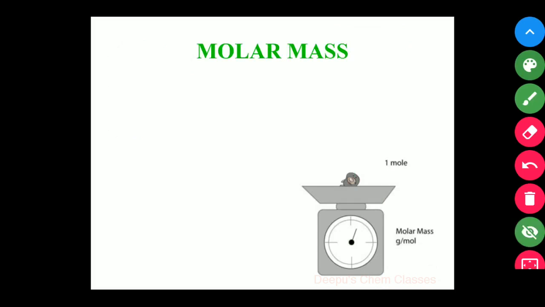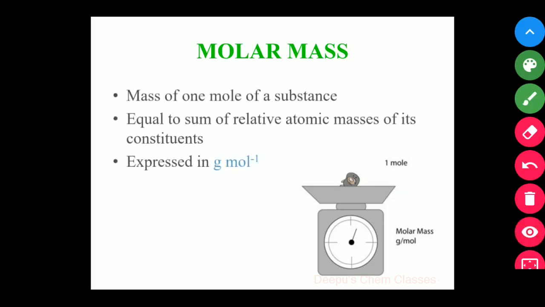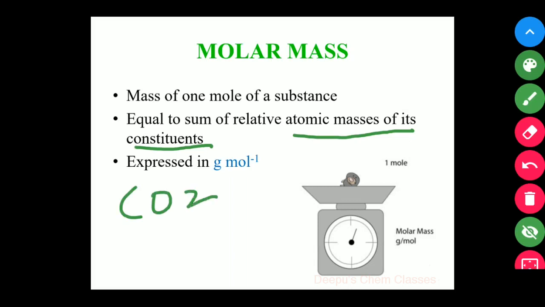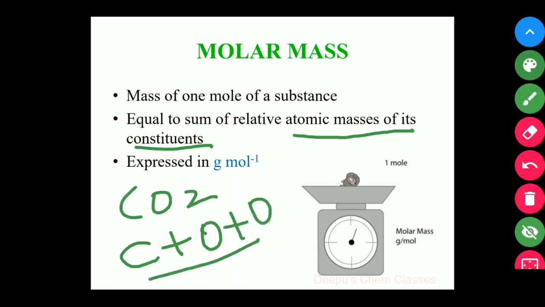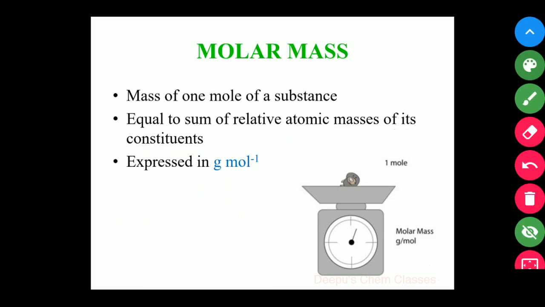The first concept we are going to see is molar mass. Molar mass is nothing but the mass of 1 mole of any substance. Molar mass can be calculated by summing up the atomic masses of its constituent elements. For example, if carbon dioxide is given, you have to add up the atomic masses of carbon and 2 oxygen atoms so that you can get the molar mass of carbon dioxide. Molar mass is expressed in gram per mole inverse.